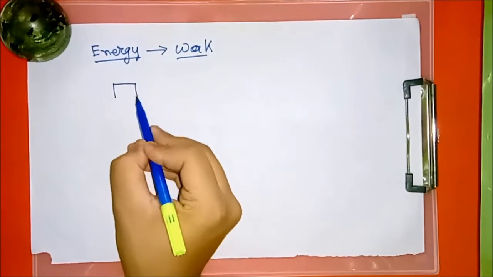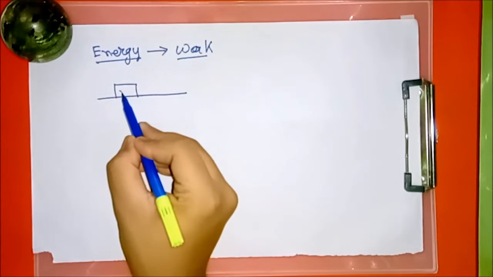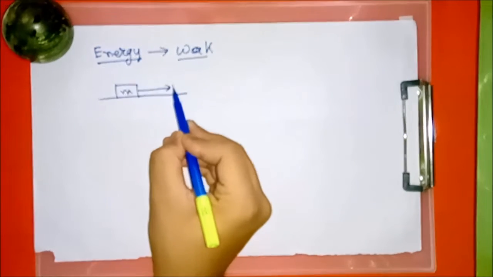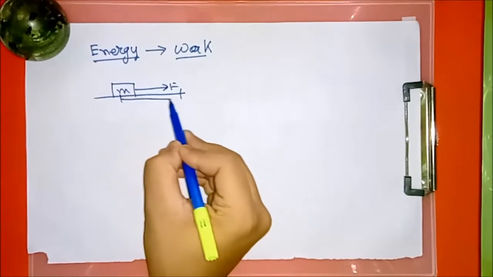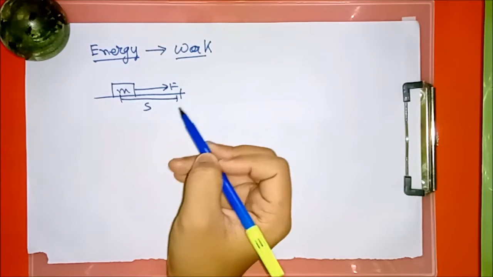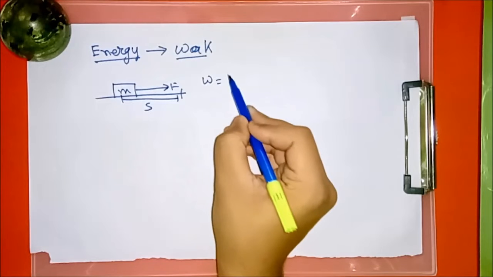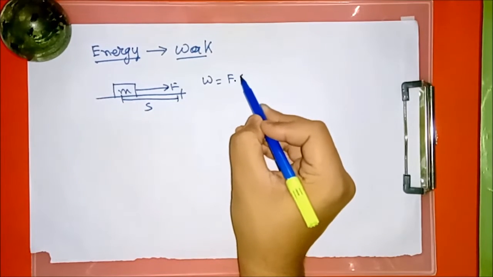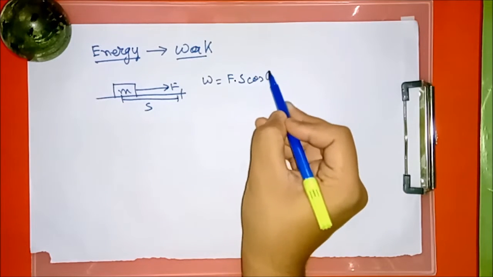Suppose a block is displaced due to a force through a certain measurement S, so we normally say that W is equal to F dot S, or F S cos theta.